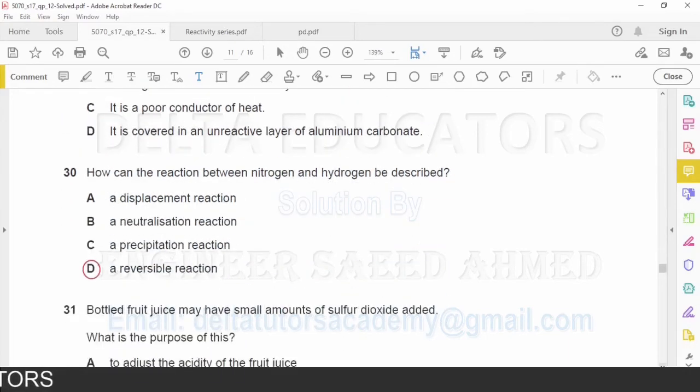Question number 30. How can the reaction between nitrogen and hydrogen be described? Option A, a displacement reaction. Option B, a neutralization reaction. Option C, precipitation reaction. Option D, reversible reaction. It is option D, reversible reaction. When we react nitrogen and hydrogen, we get ammonia, but this ammonia can be split again into nitrogen and hydrogen. So when we react nitrogen and hydrogen to get ammonia, it is a reversible reaction. So correct option, option D.